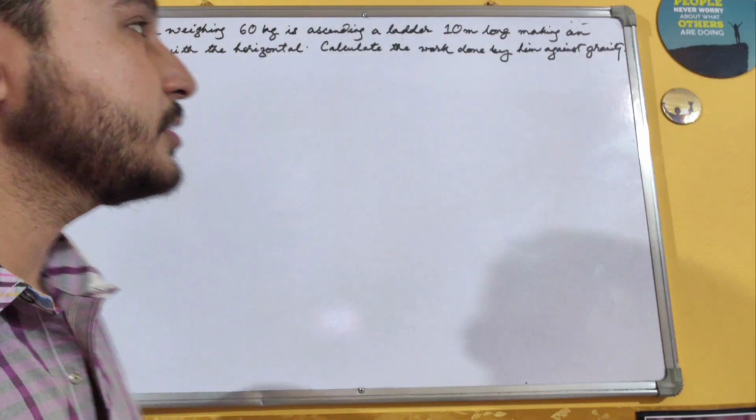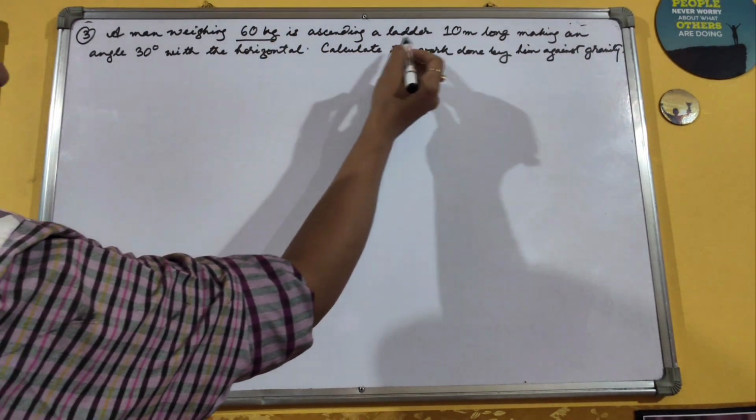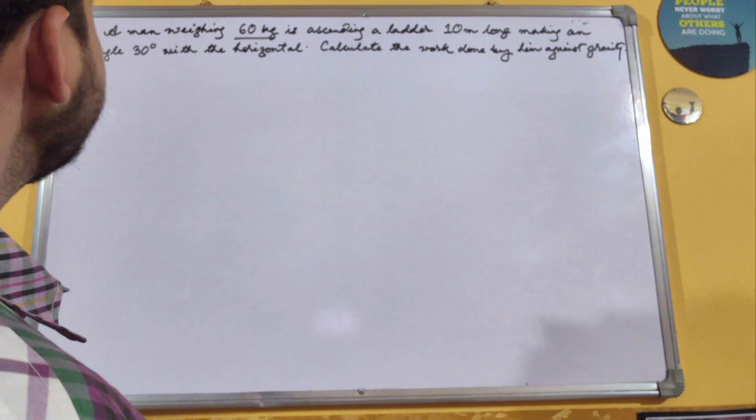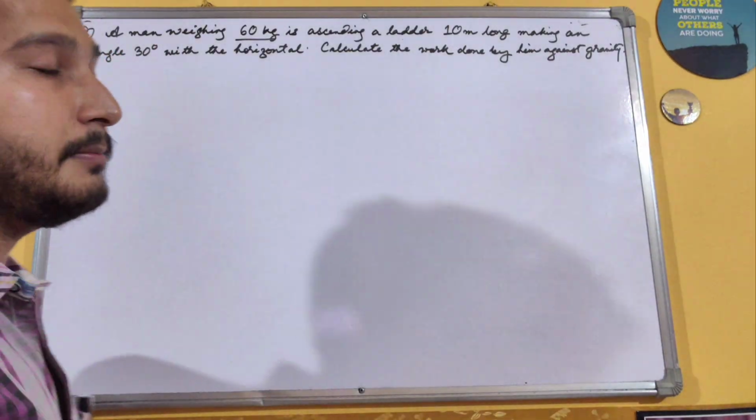Okay, now let's move on to the third problem. A man weighing 60 kg is ascending a ladder 10 meter long, making an angle 30 degree with a horizontal. Calculate the work done by him against gravity.